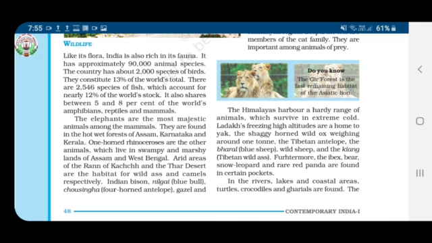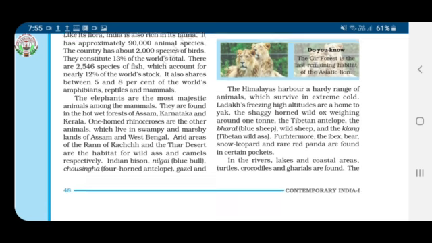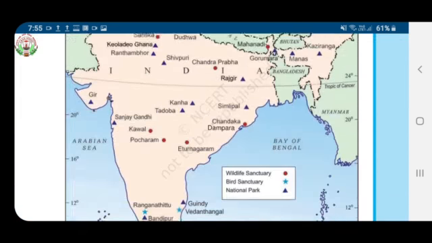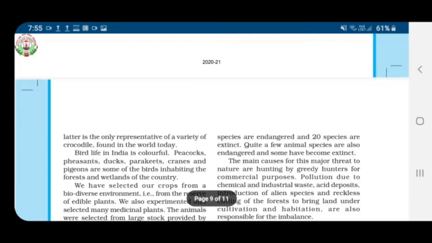In the wildlife section, we have seen swampy and marshy land. A swamp is an area of land permanently filled with water. Marshy is what we call daldal in Hindi. Then in the rivers, lakes and coastal areas, turtles, crocodiles and gharials are found. The latter is the only representative of a variety of crocodiles found in the world today.